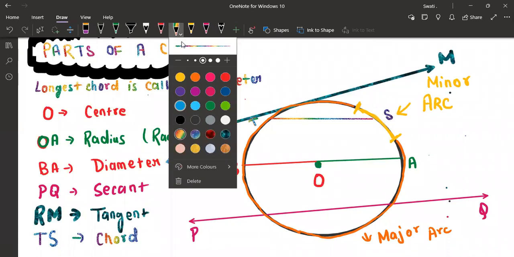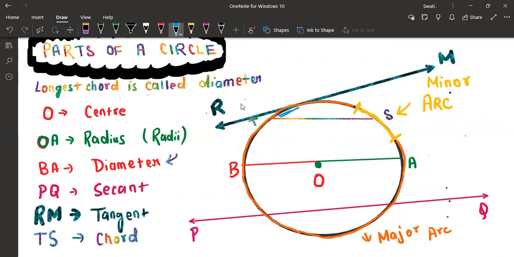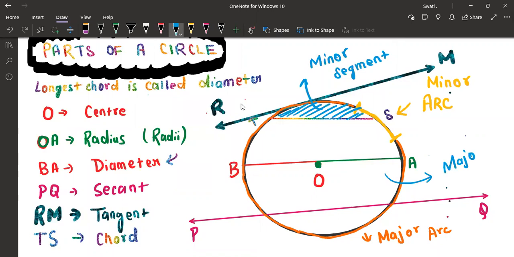I'm going to shade it with this color. Very important to understand this part. So this is, I can write on here only, this is called the minor segment. And this one, the bigger one, is called the major segment. Right? Major segment.